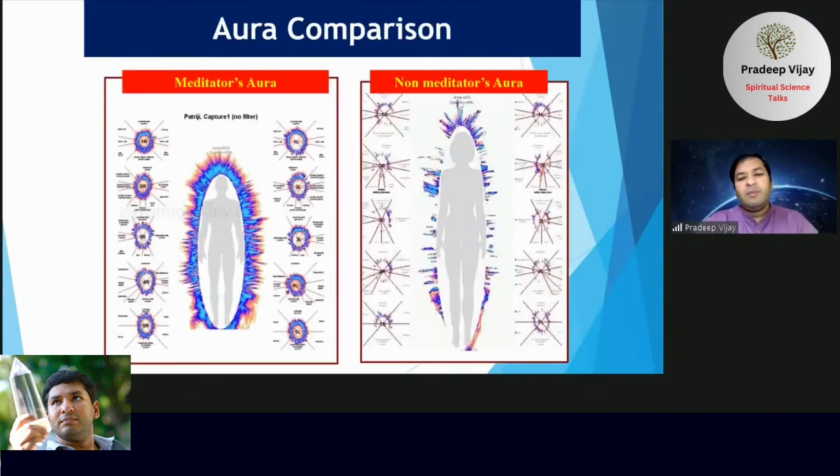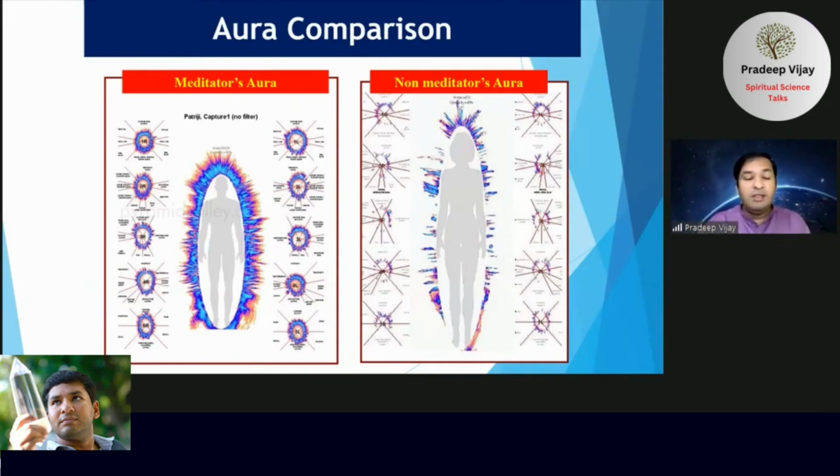So you can see these are two pictures taken. This was taken in Australia many years ago when I was there. There was one meditator's aura and one non-meditator's aura. You can see in the non-meditator's aura, there are a lot of fragments. The left side one is actually Patriji's aura. When he visited Australia, we took the picture of his aura. You see, the meditator's aura is full, the energy is continuous.